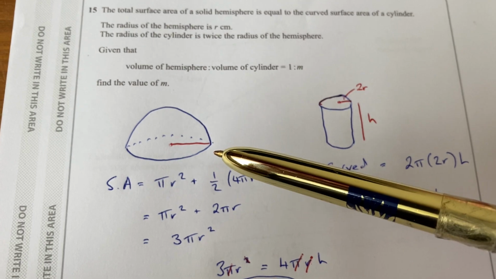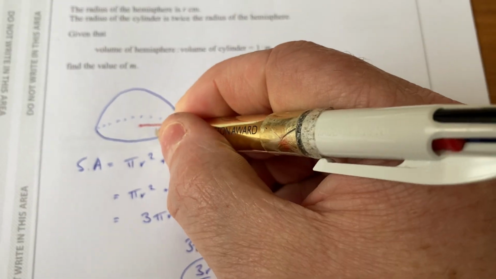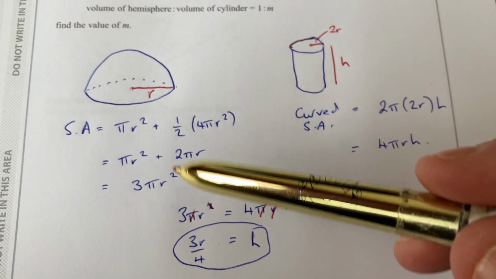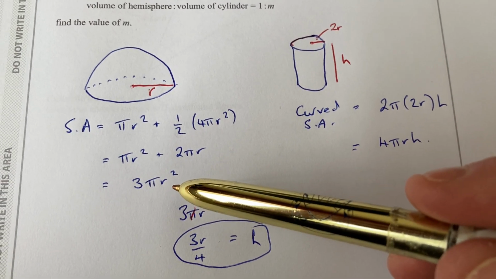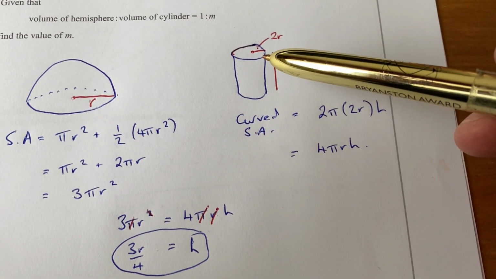So you've got a circle in there, radius r. So pi r squared needs adding on. If you simplify that, that comes down altogether as 3 pi r squared for the surface area of the hemisphere. For the cylinder, don't forget this radius is 2r.